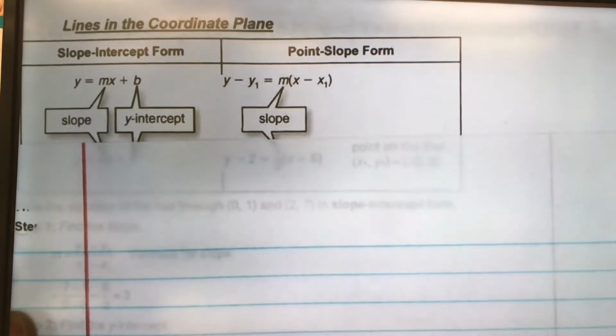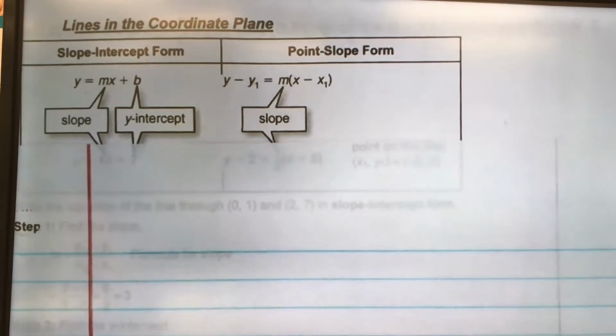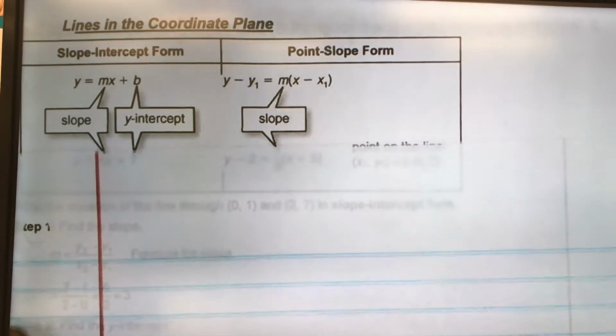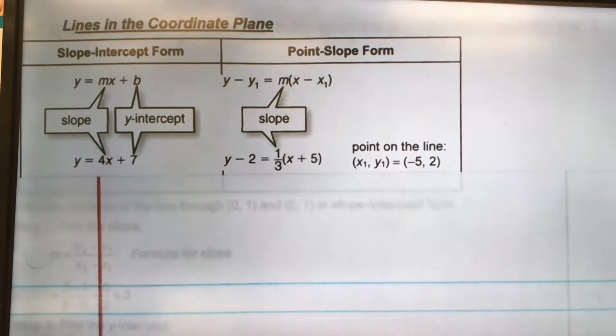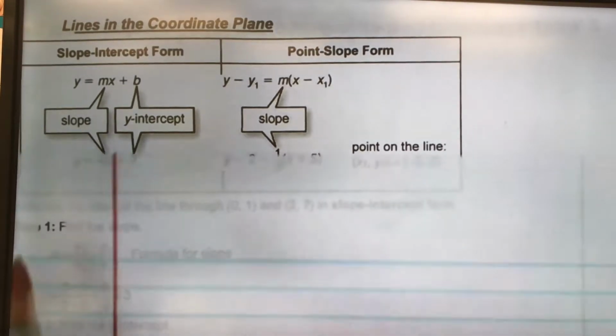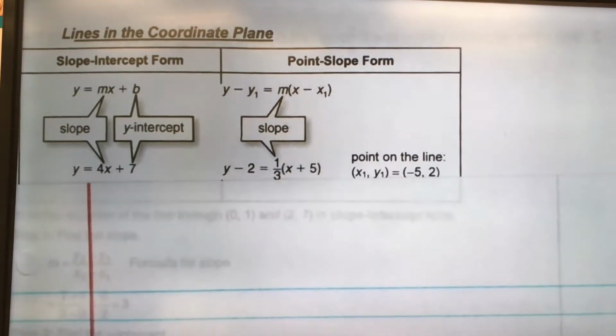forms of the line. The first one is slope intercept form. So that is known as y is equal to mx plus b form. Here m represents the slope and the b represents the y-intercept. I have an equation of a line there. So y is equal to 4x plus 7. So the 4 will be the slope and 7 is the y-intercept.